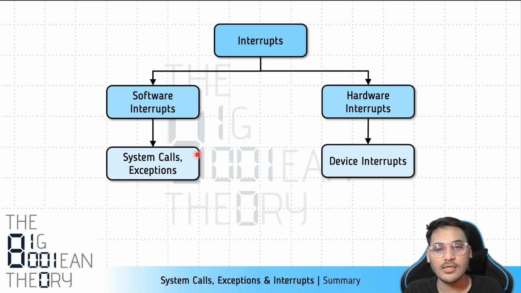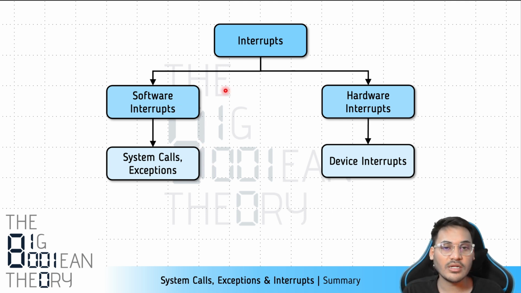In both the cases, when we make a system call or when there is an exception, the control is immediately transferred to the operating system. The operating system might execute a system call routine or exception handler to deal with the software interrupt, right? So basically, the concept of interrupts is a more general one. System calls and exceptions are a specific type of interrupts.